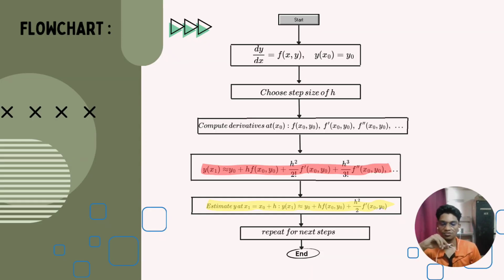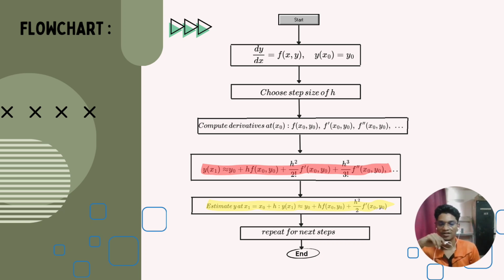Finally, let's look at the flowchart of the Taylor method. It begins with a differential equation of the form dy/dx = f(x, y), and also the initial value y(x0) = y0. The next step is to choose the step size and compute the necessary derivatives at the starting point. After that, we apply the Taylor expansion, as highlighted in pink on the screen, to estimate the value of y at the next point.